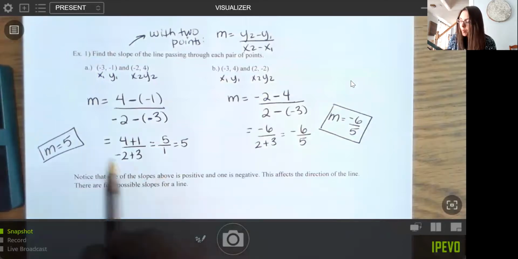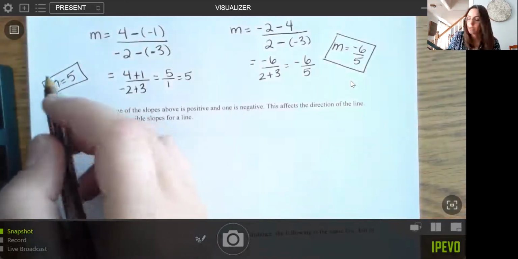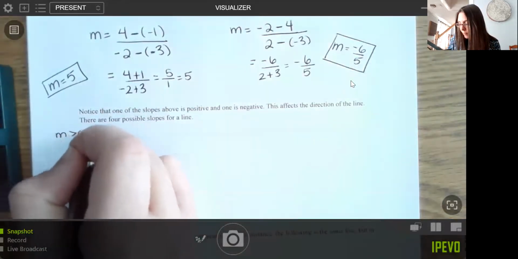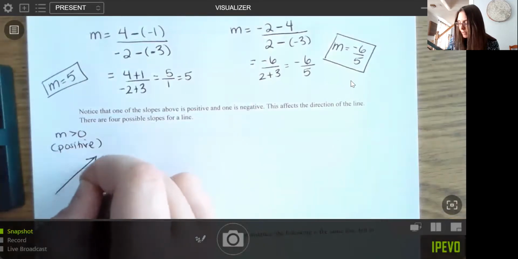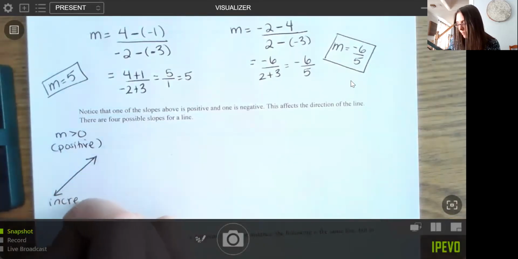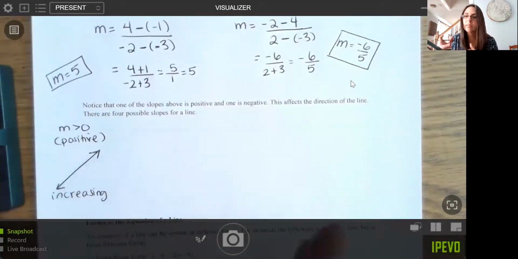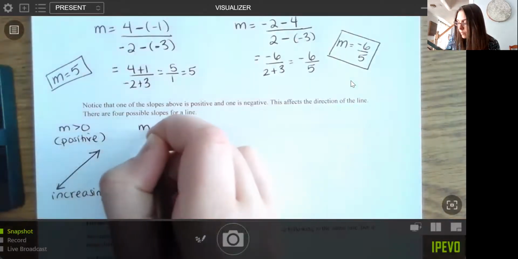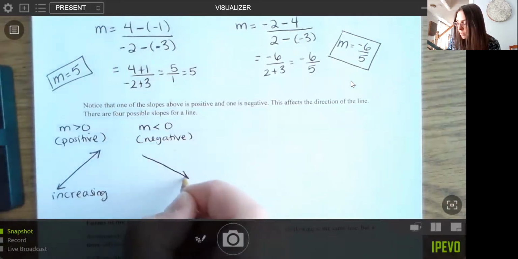Now, notice that one of our slopes is positive, one of our slopes is negative. So actually, the positives and negatives do affect the direction of the line. So there's 4 possible things that can happen. First of all, you can have a positive slope. When that happens, your line is going to be some sort of increasing line. Now, it may not look exactly like this. It could be a little flatter, a little steeper, but it's going to be increasing when you have a positive slope. When your slope is negative, like in our second example here, your line is always going to be decreasing.